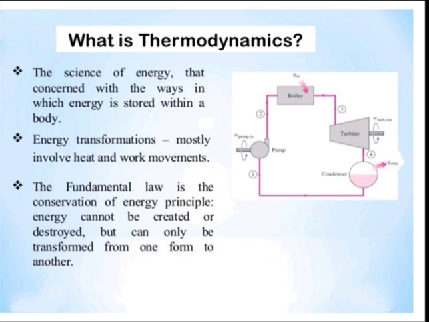The law states that energy cannot be created nor destroyed, but it can only be transferred from one form to another form. As we know, turbines convert energy into electrical form. That means there is wind energy, electrical energy, mechanical energy, chemical energy, different forms of energies.